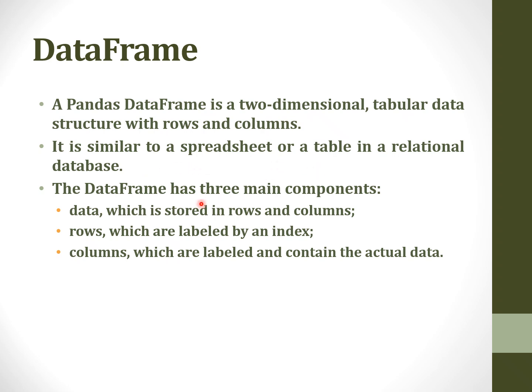There are three important components which correspond to data frame. The data, which is actually stored in form of table, the row values associated with the data, and the column index values associated with the data. So these are the three main components of data frames.